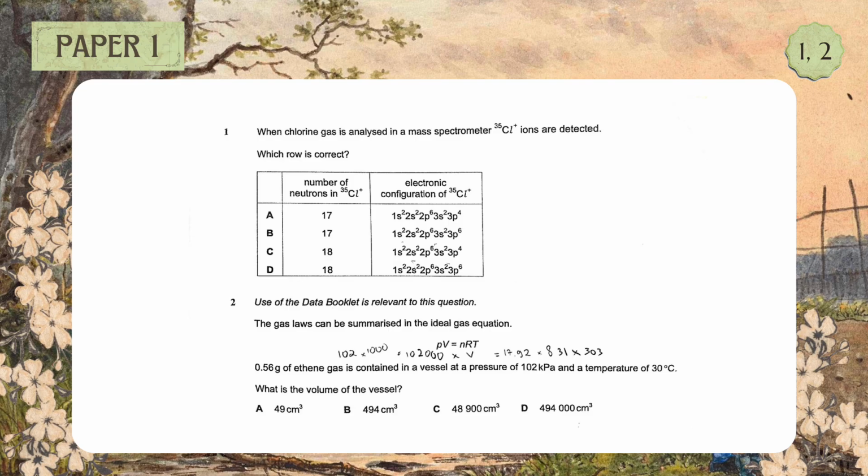So now let's rearrange the formula to solve for volume. So volume equals nRT per P, and we plug in the numbers, and then that gives us 494 centimeters cubed. So the correct choice is B.